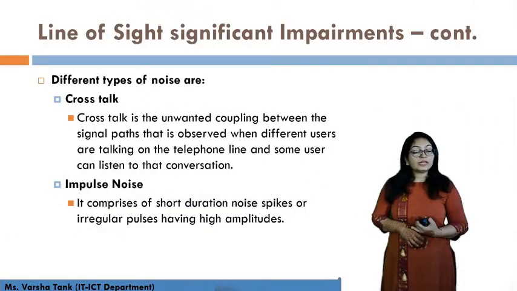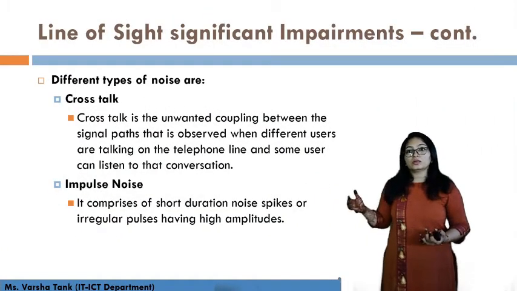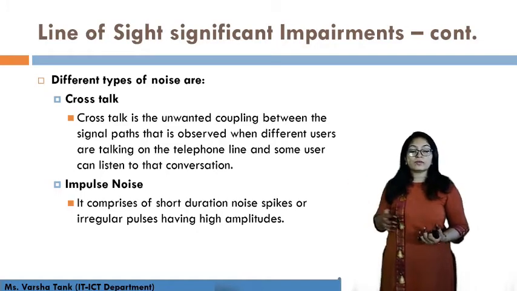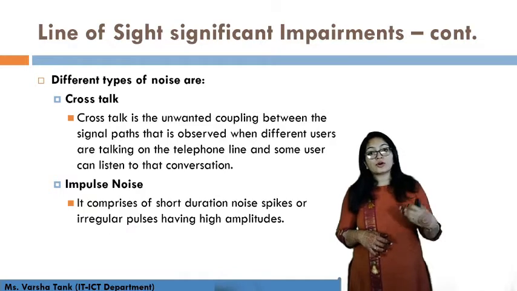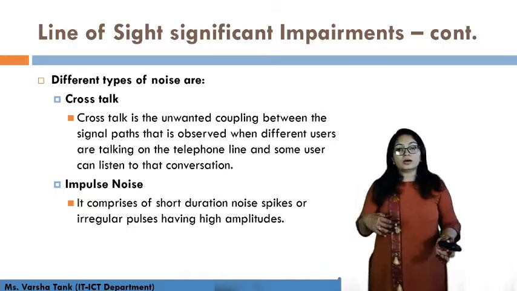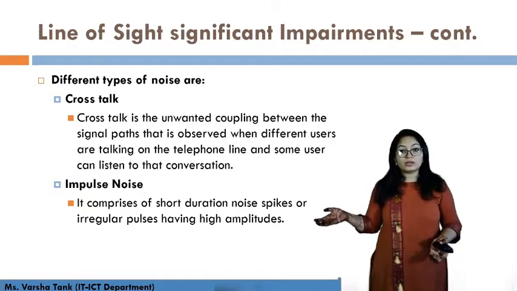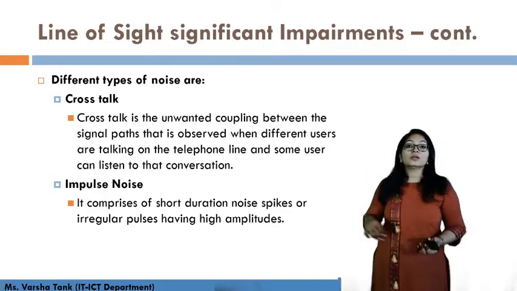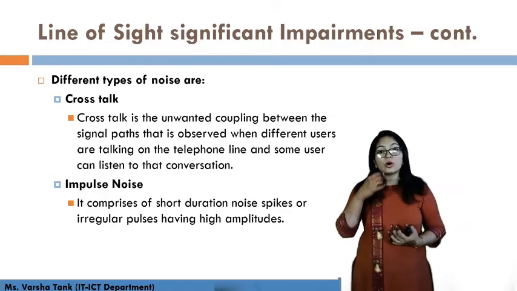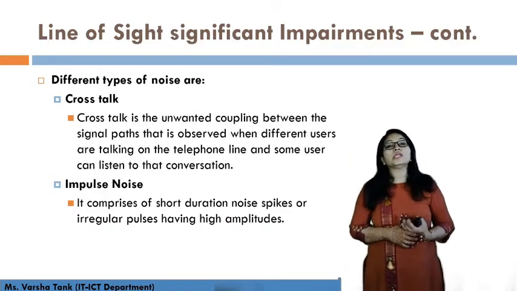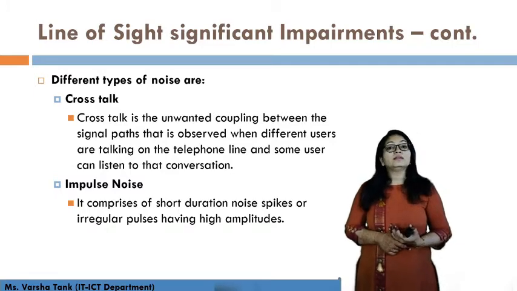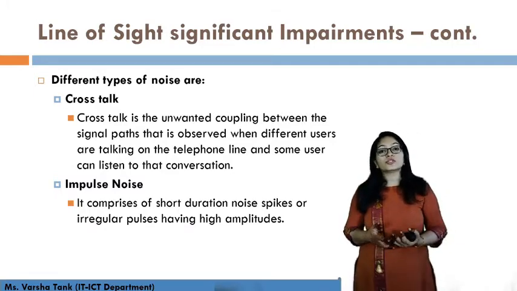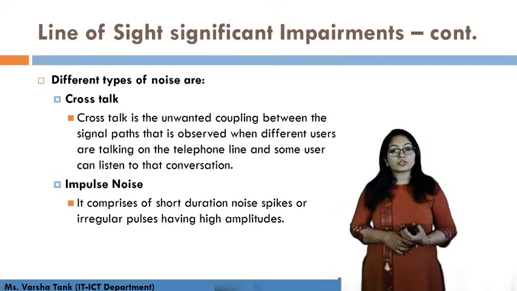Then crosstalk. It may be possible that you have faced crosstalk whenever you are talking on the telephone line to your relatives or your friends. You may hear the voice of another person. So that is crosstalk. Crosstalk is unwanted coupling between signal paths, observed when different users are talking on telephone lines and some users can listen to the conversations. So that is crosstalk.